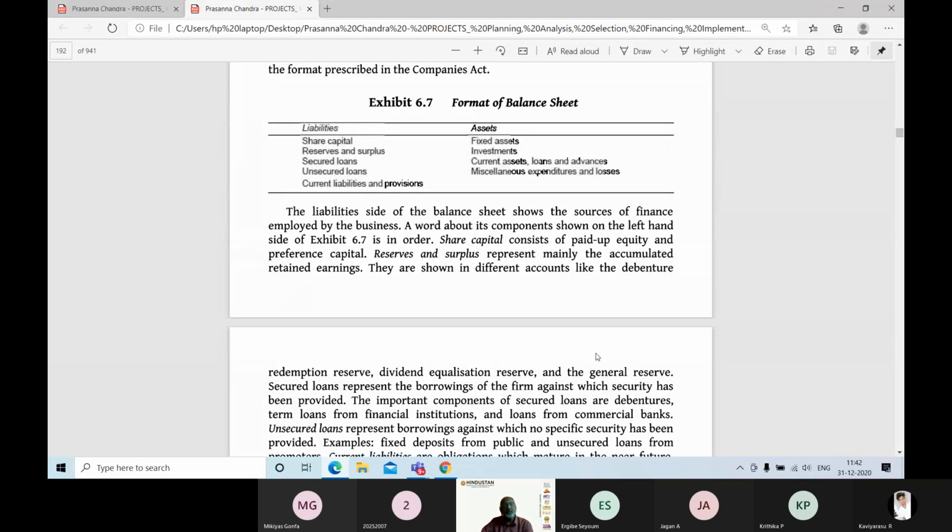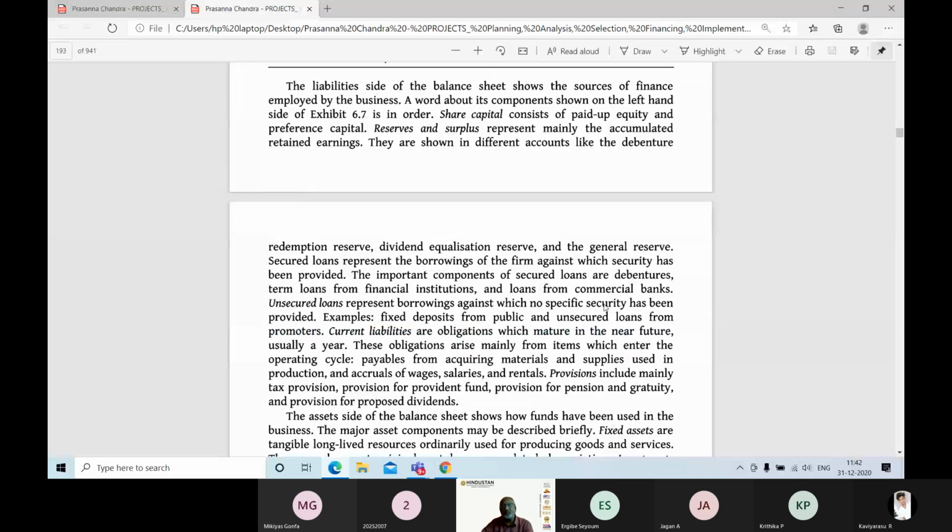Secured loans represent the borrowings of the firm against which security has been provided. The important components of secured loans are debentures, term loans from financial institutions, and so on. The unsecured loans represent borrowings against which no specific security has been provided. For example, fixed deposits from the public and unsecured loans.